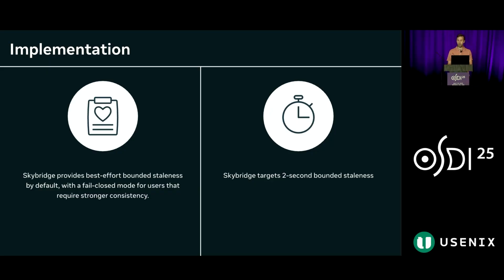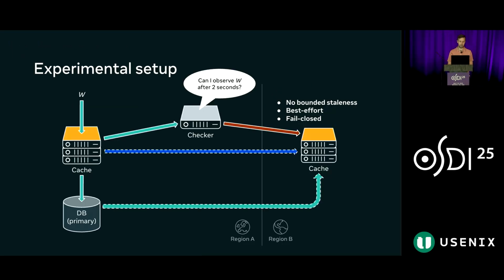Let's move on to an evaluation of Skybridge. We evaluated Skybridge on Meta's production workload. We built a staleness checking service, which we called the checker. The checker samples writes from cache hosts, sleeps for 2 seconds from the database commit timestamp, then issues read requests to check boundless staleness.